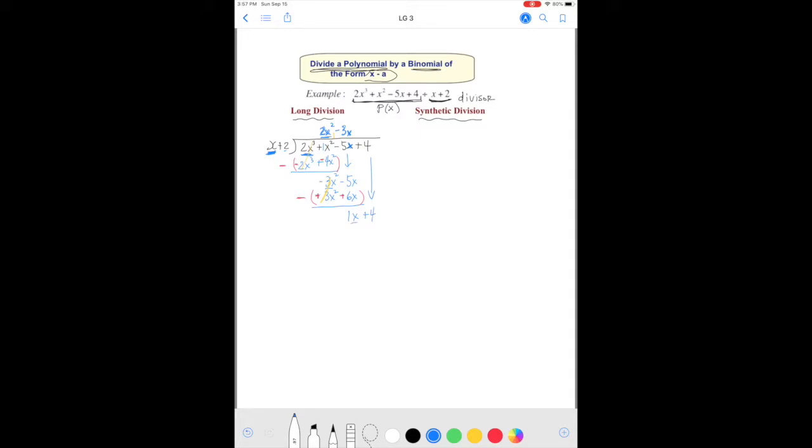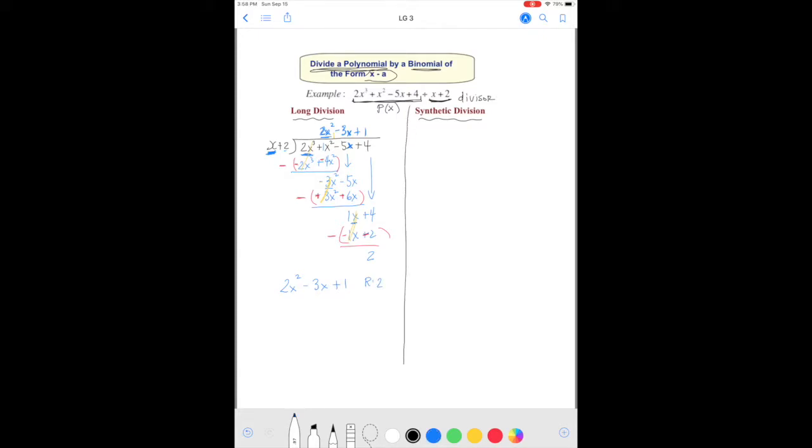And now what do you multiply x by to get to x? Well, it's 1. So 1 times x is 1x, and 1 times 2 is 2. Draw your line, remember subtracting, so that's a minus, that's a minus. Now this is gone, and we have 2, because 4 take away 2 is 2. So the answer is 2x squared minus 3x plus 1, and the remainder is 2.